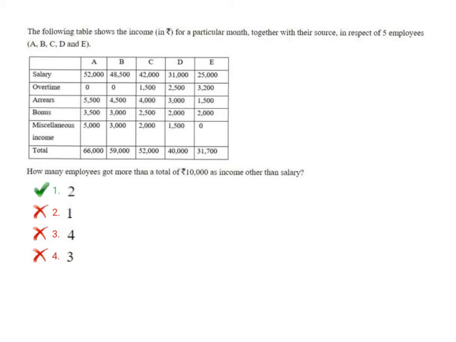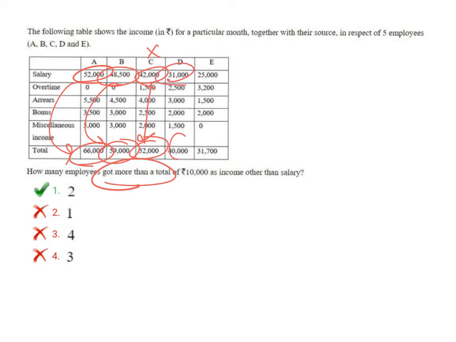Now, how many employees got more than a total of 10,000 as income other than the salary? Now salary is 50,000. The total is 66. Obviously he got more than 10,000. Now this is 48,500. This is 59. Again he got more than 10,000. 42,000, 52,000. Exactly 10,000. But he said got more than the total of 10,000, so you can't take it. Now 31,040. It is only 9,000. You can't take it. 25,000, 31,000. Not even 10,000. You can't take it. So only 2.